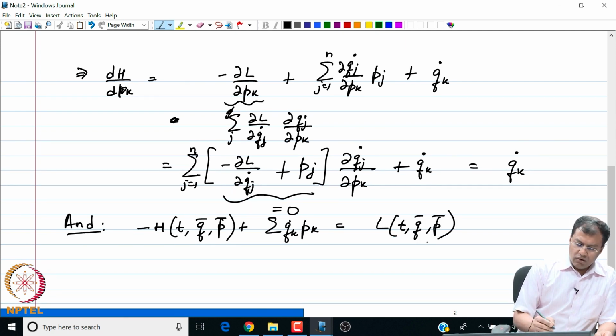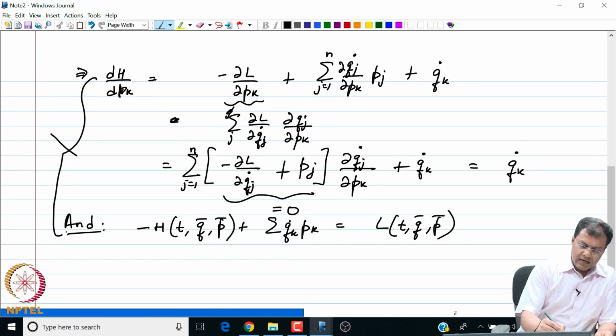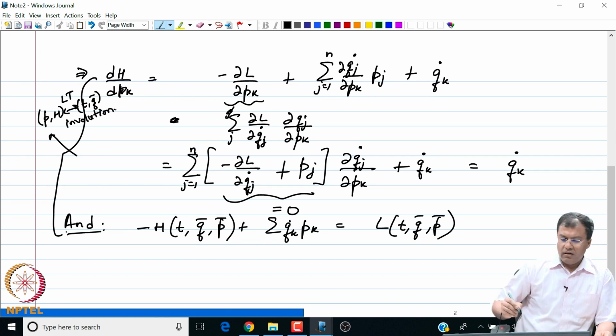Okay. So these two relations show that the definition of p and H, to my older variables t and q bar, is an involution. So this Legendre transformation is an involution, or the same map is the inverse of itself.